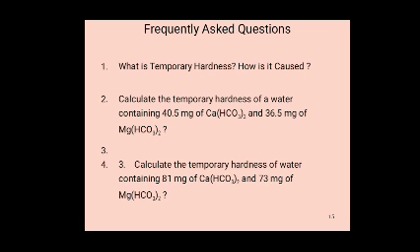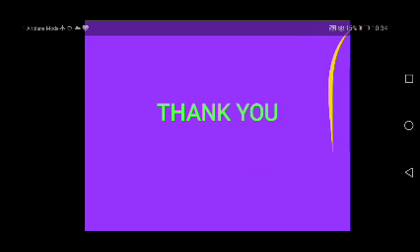Calcium bicarbonate 50 ppm. Magnesium bicarbonate: weight 73 by 146 into 100, which is 50 ppm. Temporary hardness is equal to hardness of calcium bicarbonate plus hardness of magnesium bicarbonate, 50 plus 50, total 100 ppm.